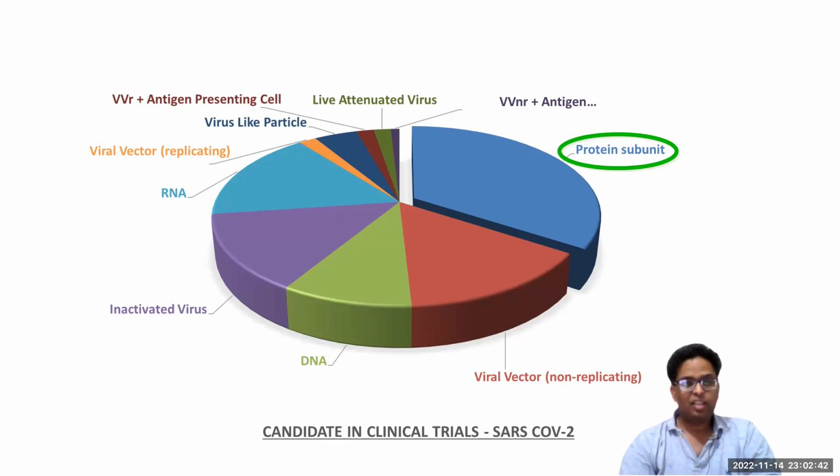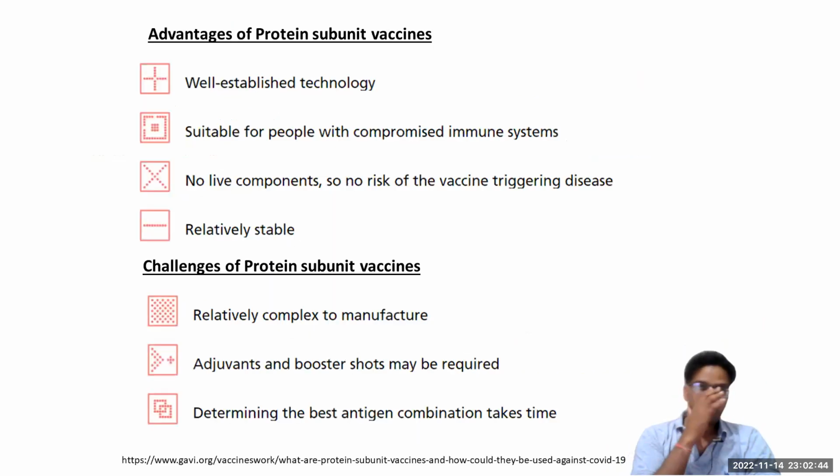There are different advantages and challenges, but personally I prefer the third one, that there is no live component, so no risk of the vaccine triggering disease. Such a thing is very important, because if you are working on the virus, no live components are important, and the other thing is that protein is highly stable. So the third and fourth points are particularly important in my experience, and the rest of the advantages and challenges are also important.